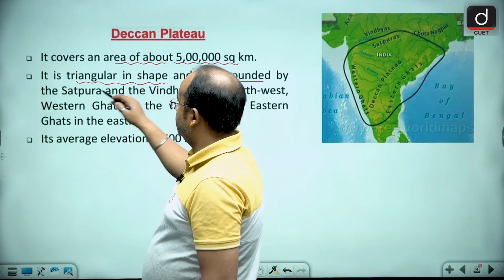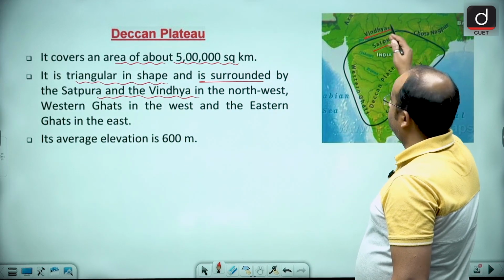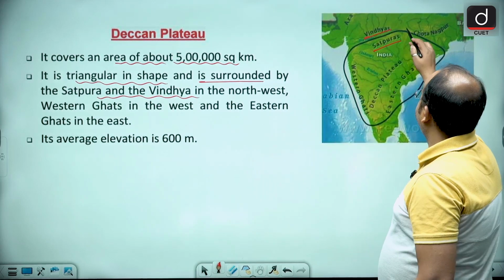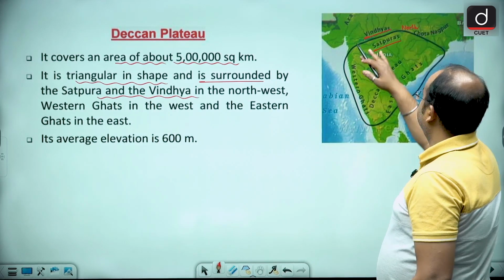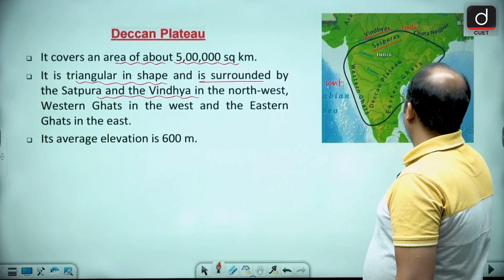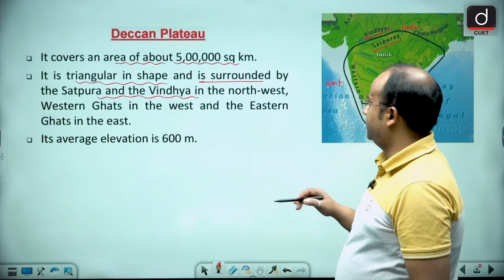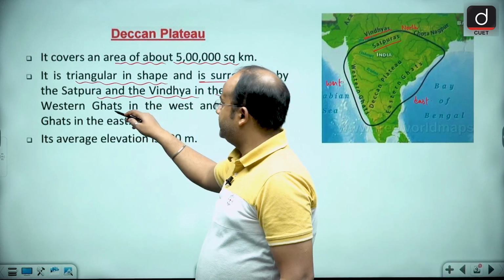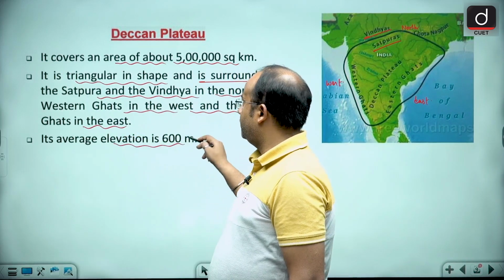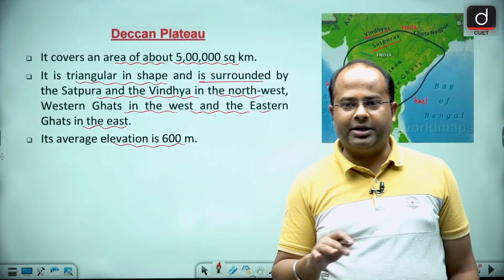is surrounded by Satpura and Vindhya in the northern part. So this is Satpura and this is Vindhya. Vindhya and Satpura run parallel to one another. So in the northern part we have the Vindhya and Satpura range. In the western part we have the Western Ghat, and in the eastern part we have the Eastern Ghat. The elevation of this Deccan plateau is around 600 meter.